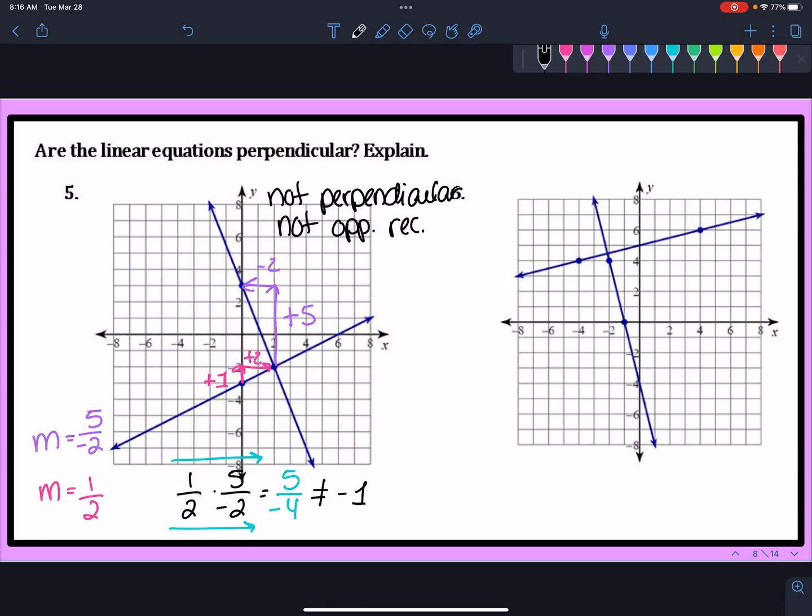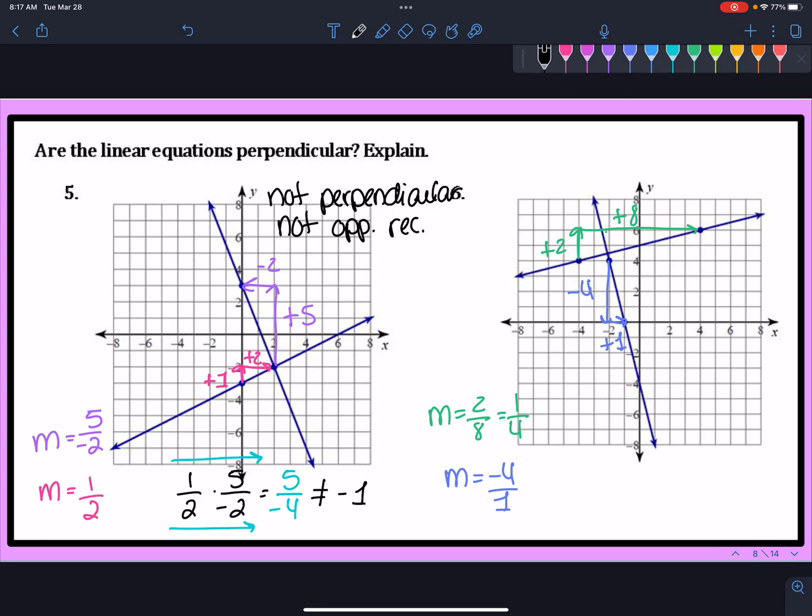Okay? For the next one, though, let's see what happens here. I see that I can go down 1, 2, 3, 4, and I can go right 1. So I have a slope of -4 over 1. I'm also seeing that we're going up 2 and right 1, 2, 3, 4, 5, 6, 7, 8. So my other slope is, oh, I'm sorry, I flipped that. It is 2 over 8, which reduces to 1/4.